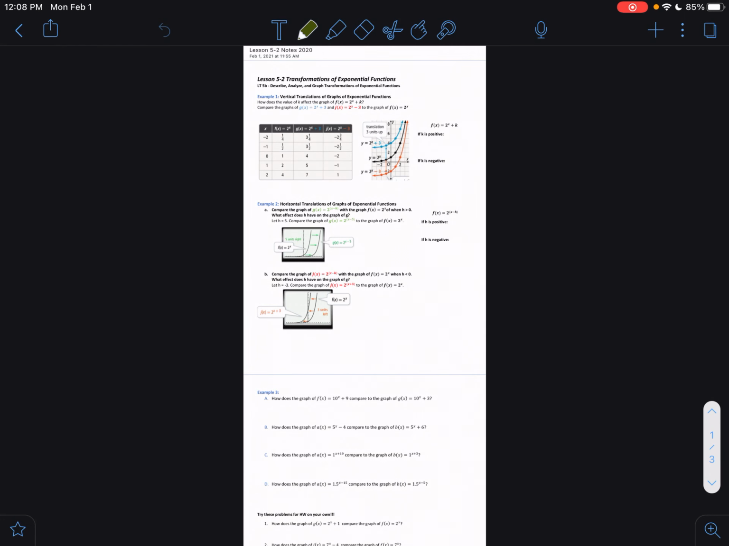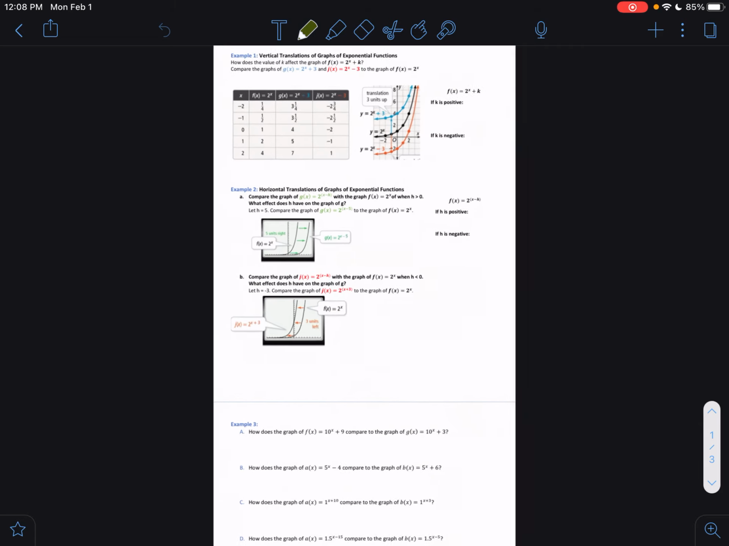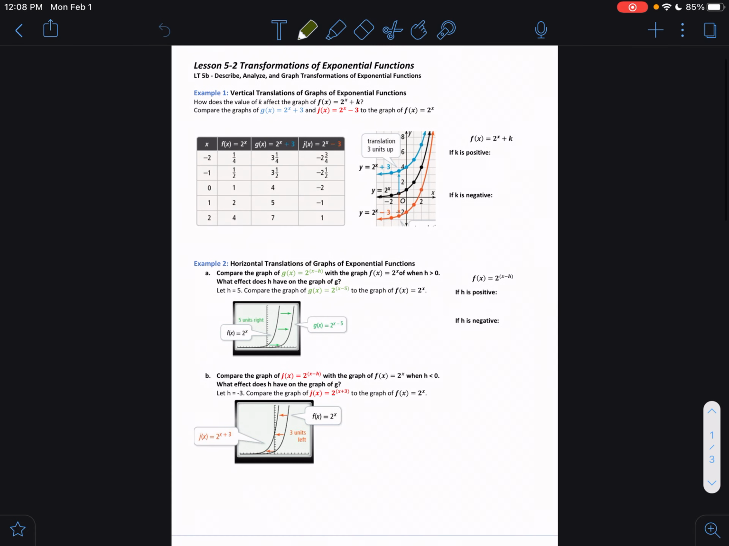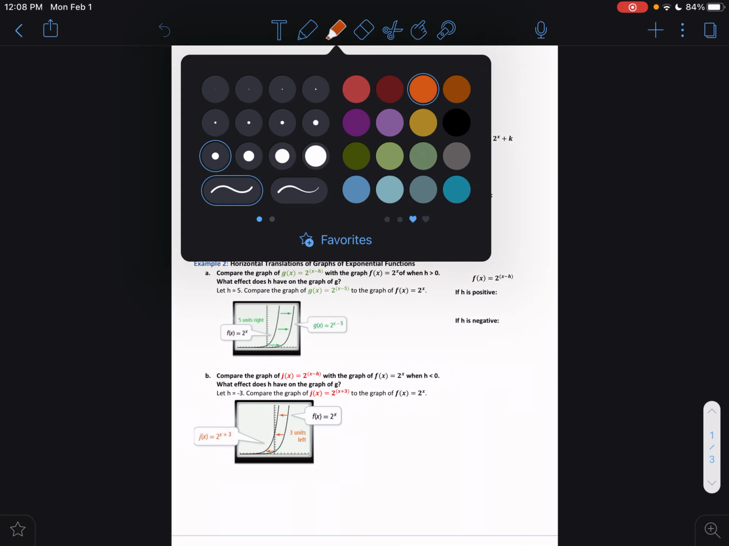So now we're going into 5.2 notes, and we are transforming exponential functions. Before, we learned how to graph and write exponential functions, and now we are going to learn how they move up and down from their base, or original, or parent function, as they're called. So we are going to learn about two different things today.